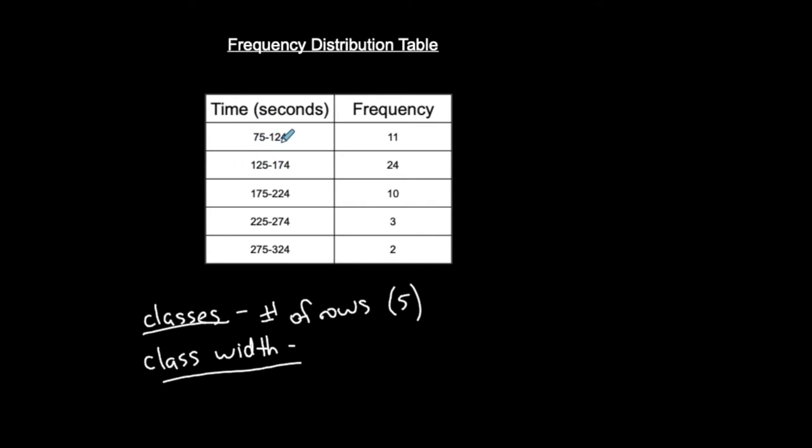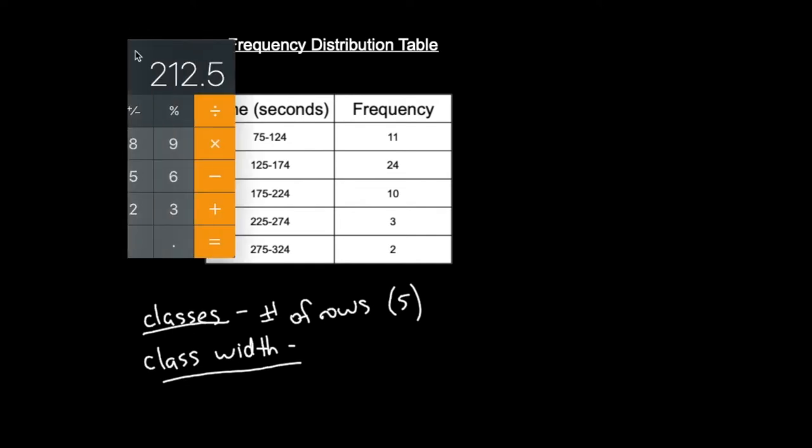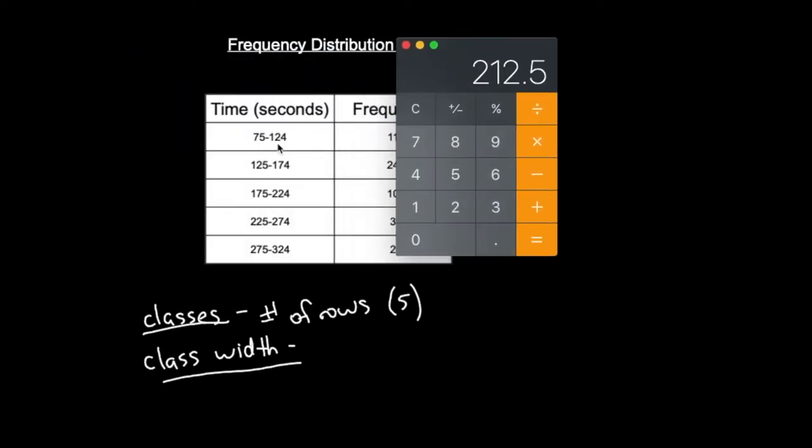Now, what some of you might do is use the calculator to find the number of values in this class. Let's say I take 124 and subtract 75, and I say, oh, there are 49 values in that first class. Notice in the second class, 174 minus 125 is also 49. And in the third class, 224 minus 175 is also 49. So again, there should be the same number of values in each class, but 49 is not the class width.